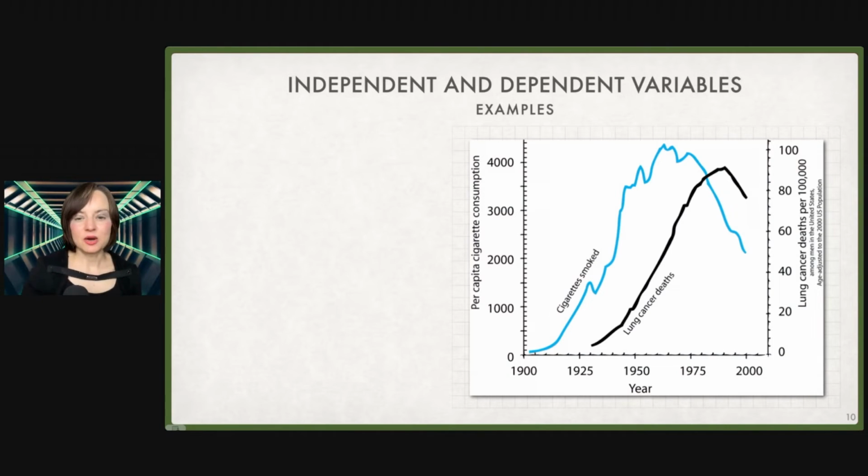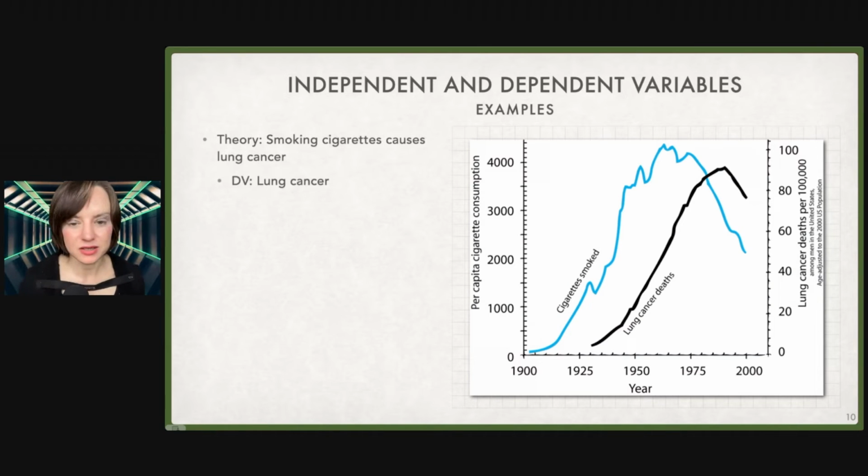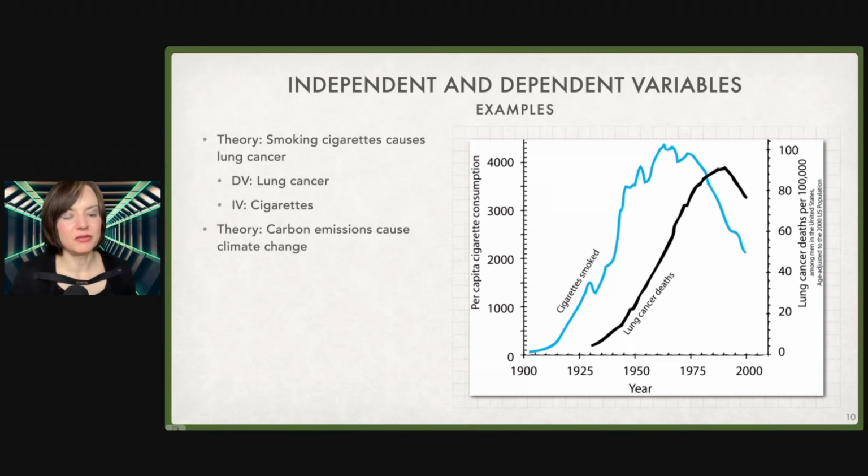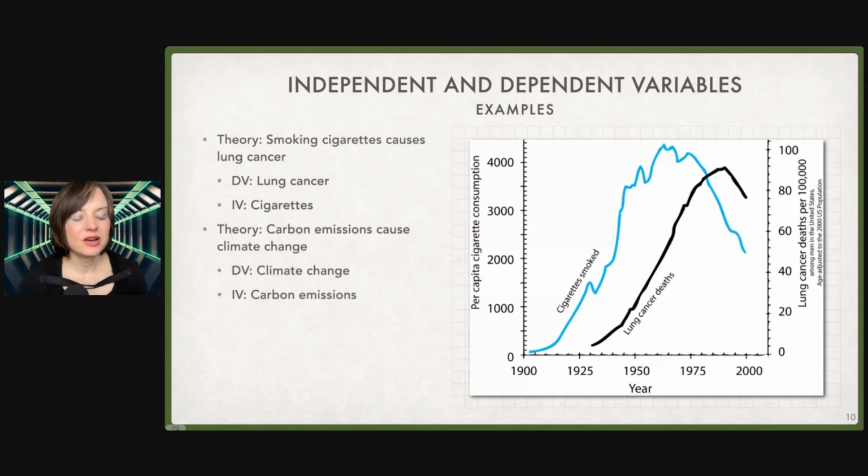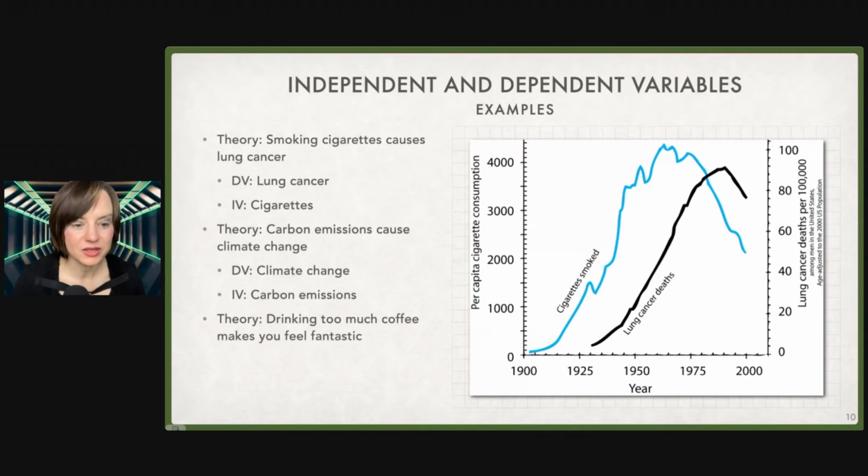All right. So putting it in the context of this example, our theory: smoking cigarettes causes lung cancer. Our DV, our dependent variable, the outcome variable, is lung cancer. That's the thing we think depends on the IV, which is smoking cigarettes. Here are some other examples. So if I have a theory that carbon emissions are causing climate change, say it with me. Our DV is climate change. Our IV is carbon emissions.